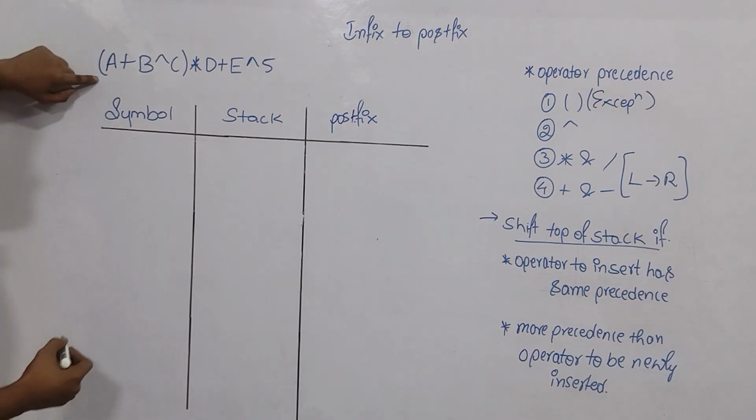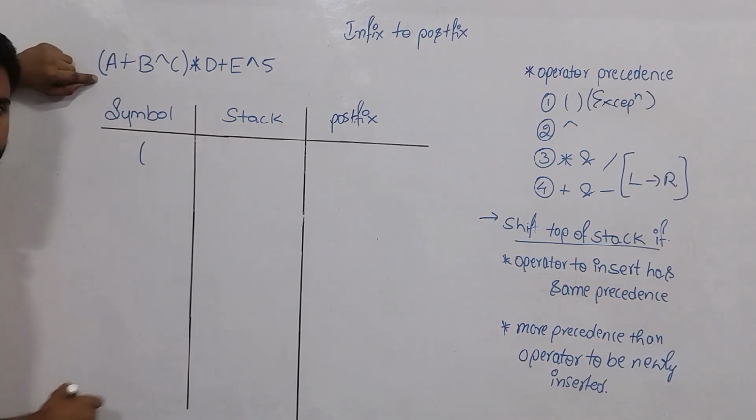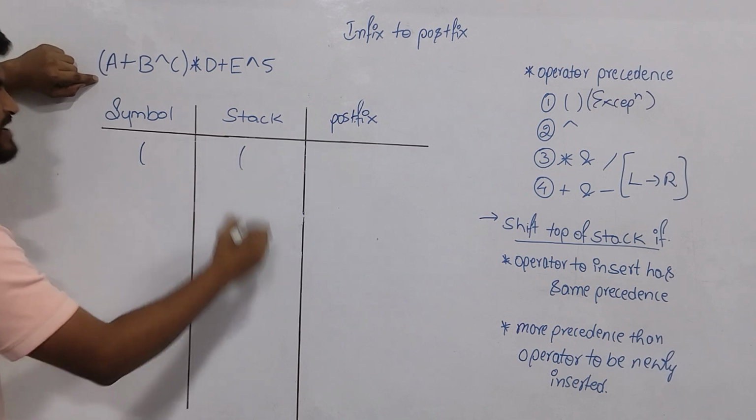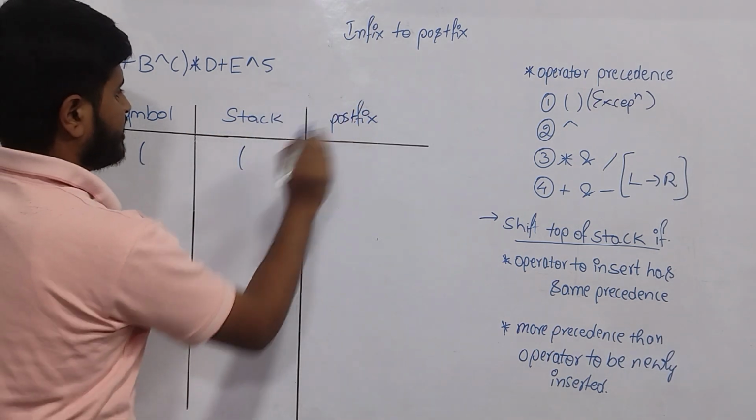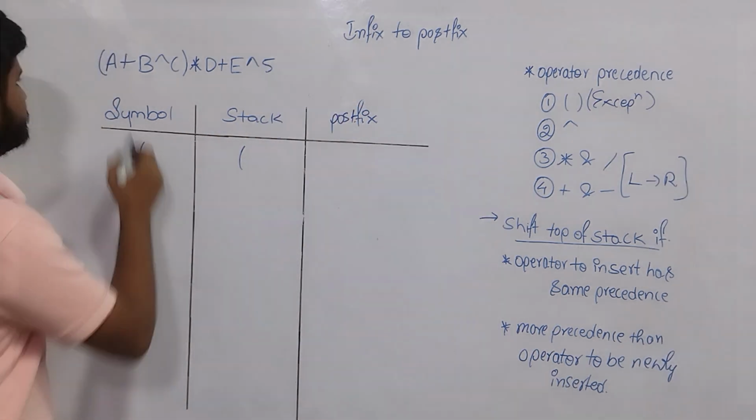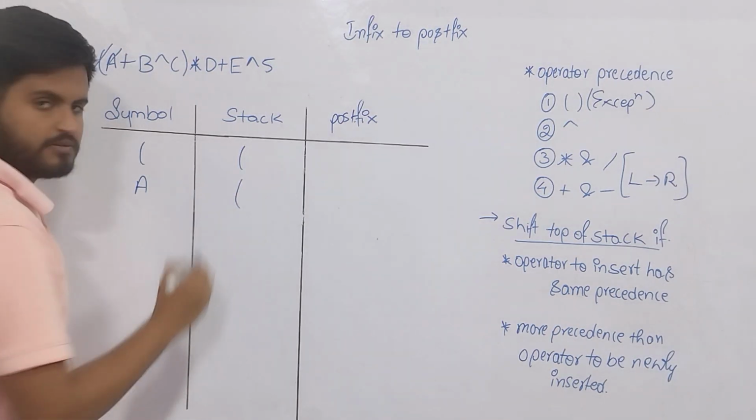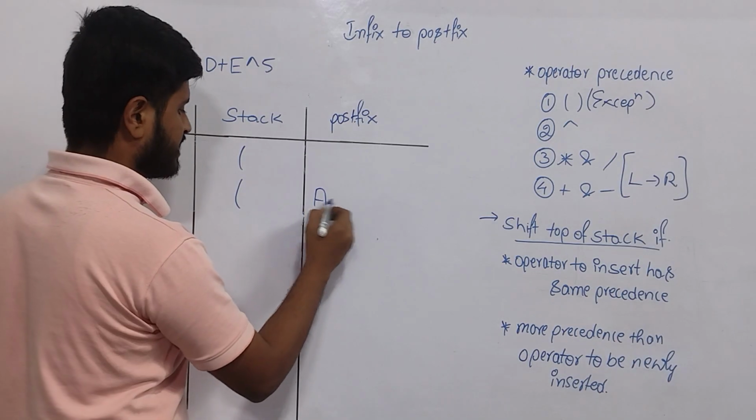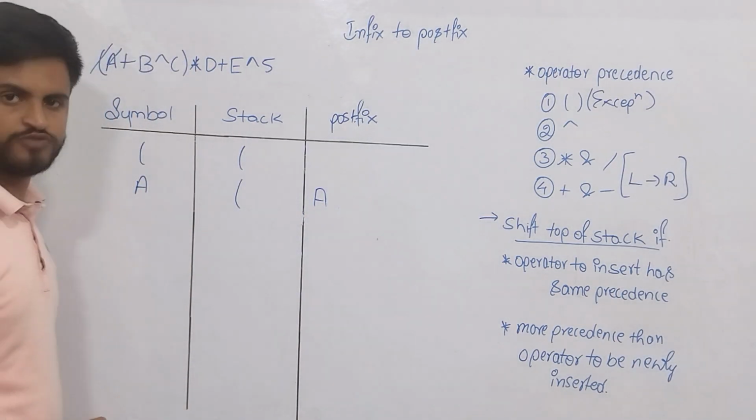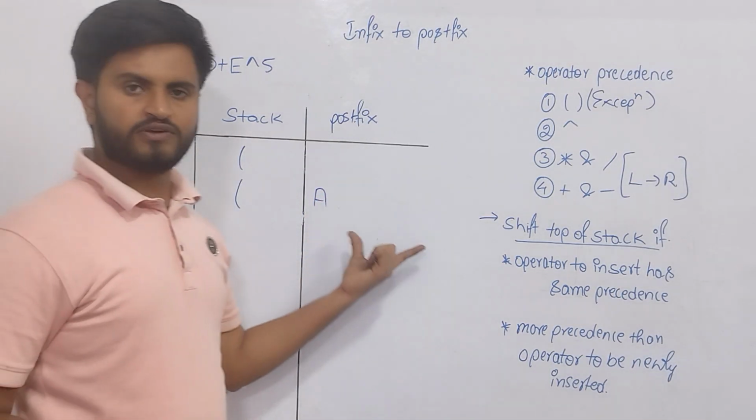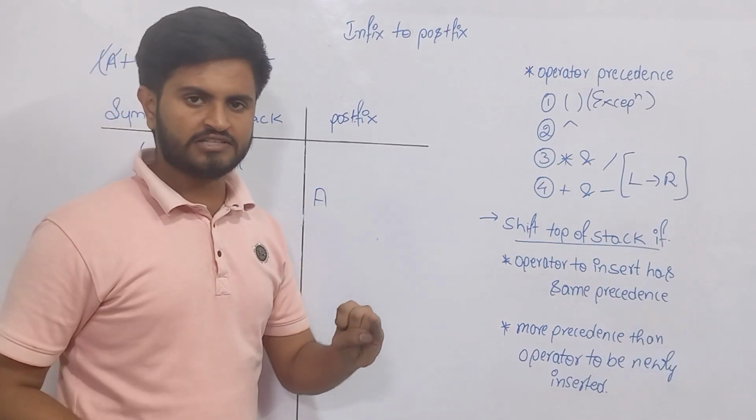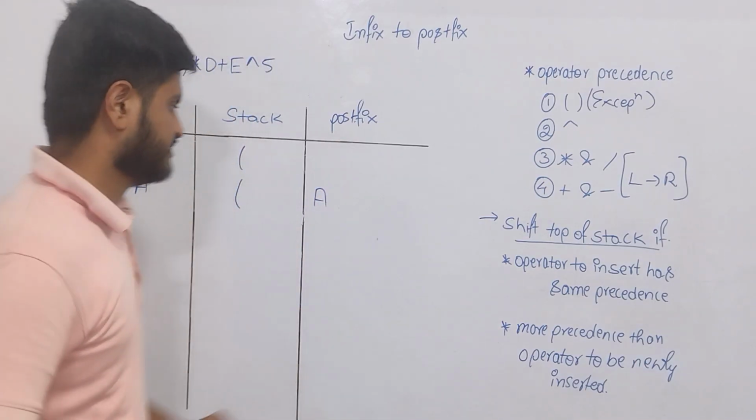Now, take one element at a time. First one is the open bracket. It goes in the stack since it is an operator, and you will not write anything in the postfix. Next I must write capital letter A. The stack remains as it is, and I write the capital letter A directly into the postfix, because in the postfix you can directly write the letters or numbers.